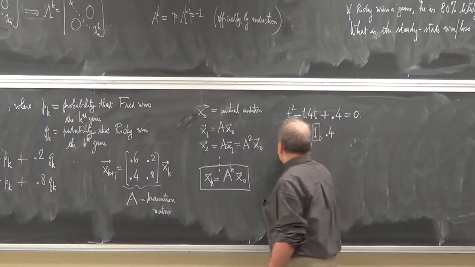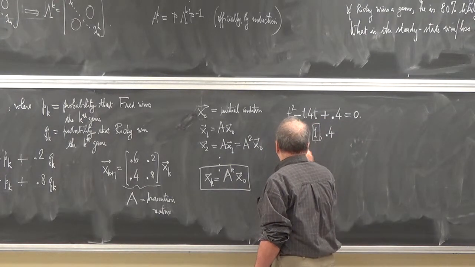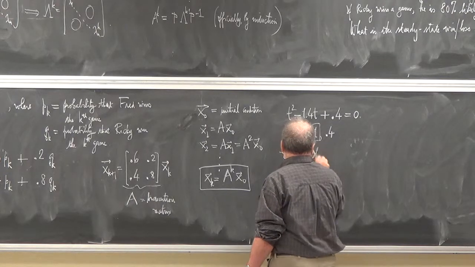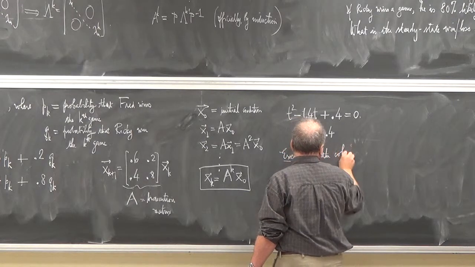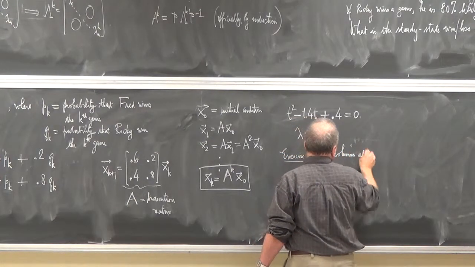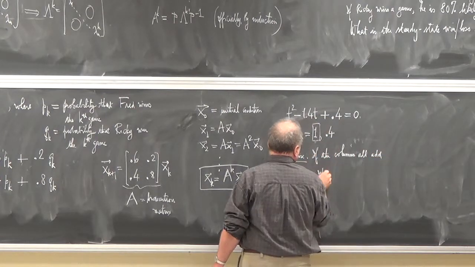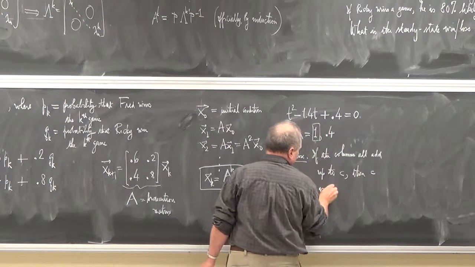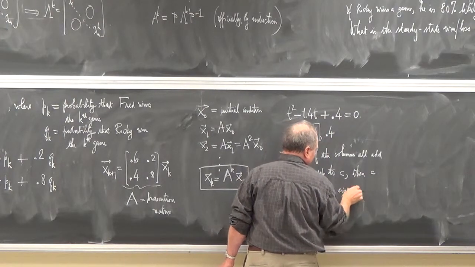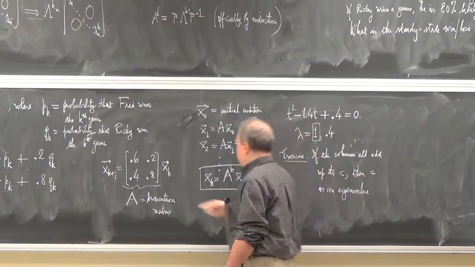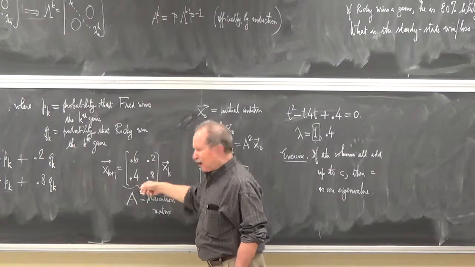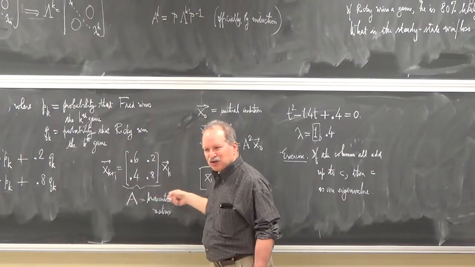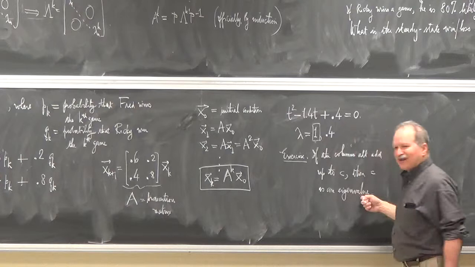So here's an exercise for you to ponder for Friday, and then we'll finish this up. If the columns of a matrix all add up to C, then C is an eigenvalue. So take each column, add it up. If those numbers are the same, that number is an eigenvalue.